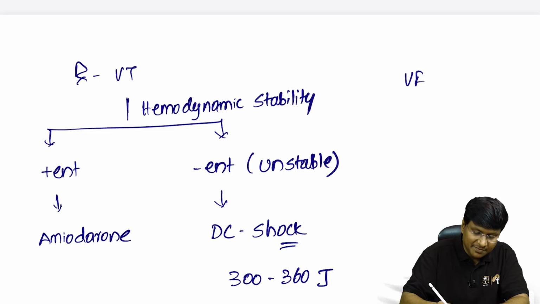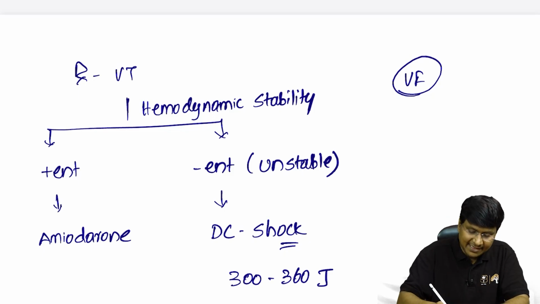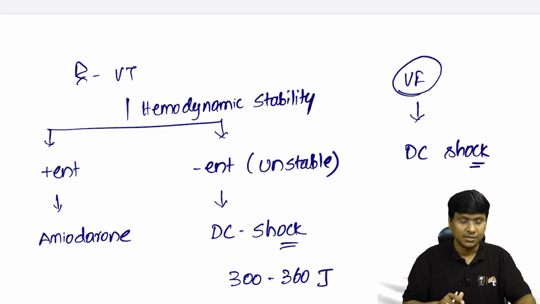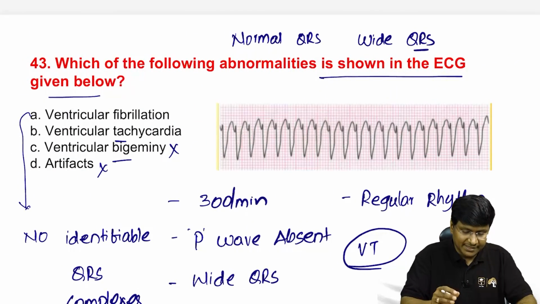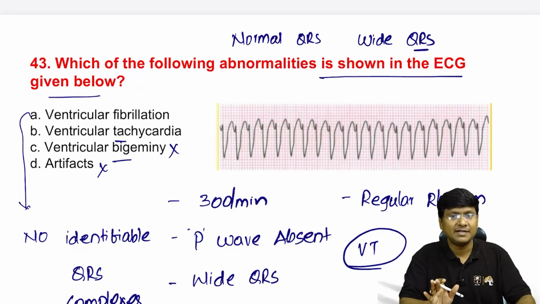Whereas in case of VF, most of the time these patients are hemodynamically unstable and they will require the DC shock. So which of the following abnormalities is shown in the ECG? That is VT, and the treatment all depends upon the hemodynamic status of the individual.